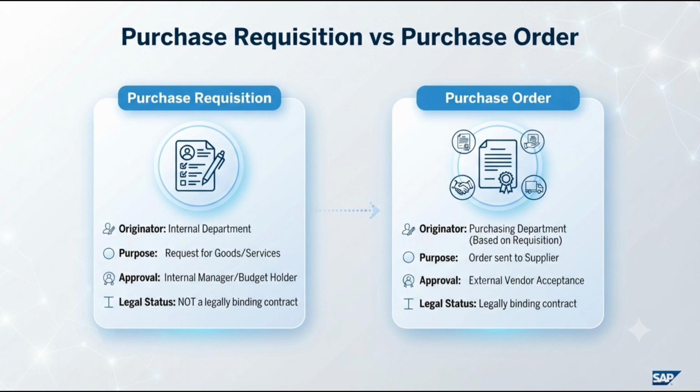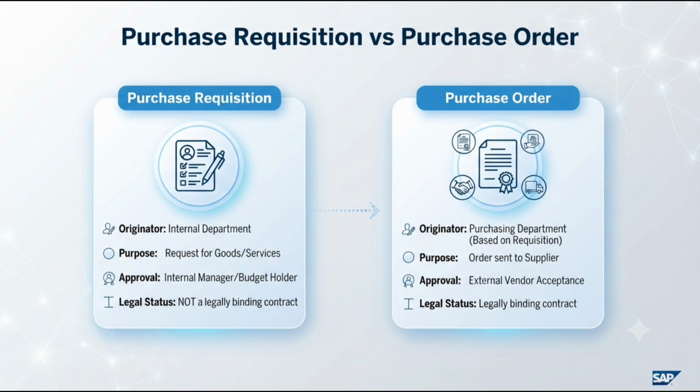A purchase requisition is an internal request raised by a user or department when material is needed. It does not create any legal commitment. The purchasing department reviews the requisition and converts it into a purchase order. The purchase order is a formal document sent to the vendor. It contains material details, quantity, price, delivery date, and terms. Once the vendor accepts it, a legal obligation is created.